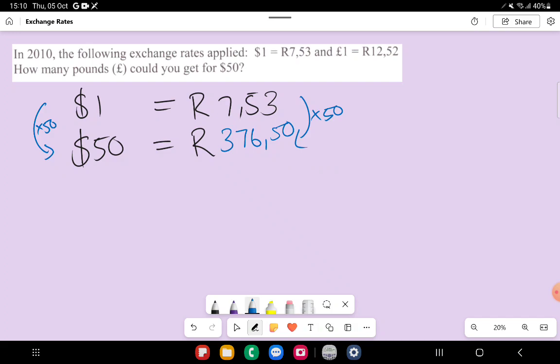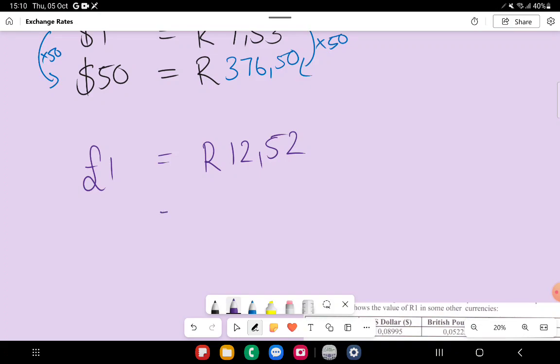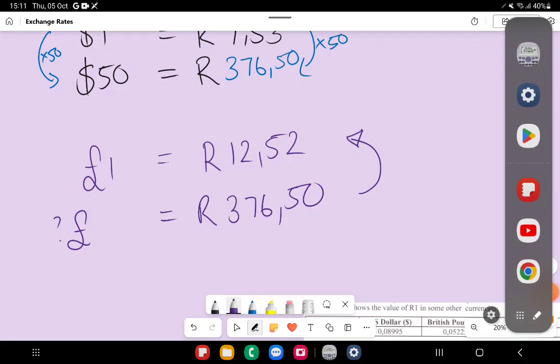Now, how do we go from rands to pounds? So if I now say a different equation, I'm going to say 1 pound is equal to 12.52. Now I know that $50 is actually equal to 376.50. The question is, how many pounds do I need here? So again, last time what we did was we went up, right? So I'm going to divide the big number by the small number.